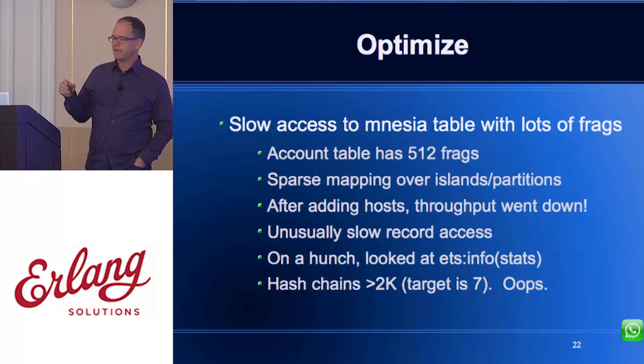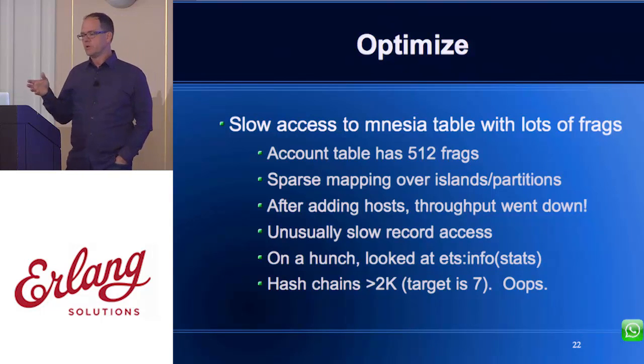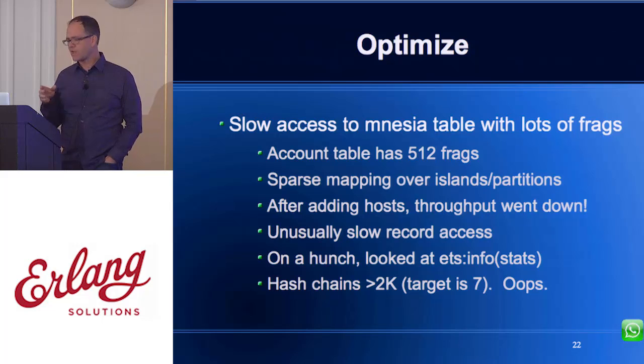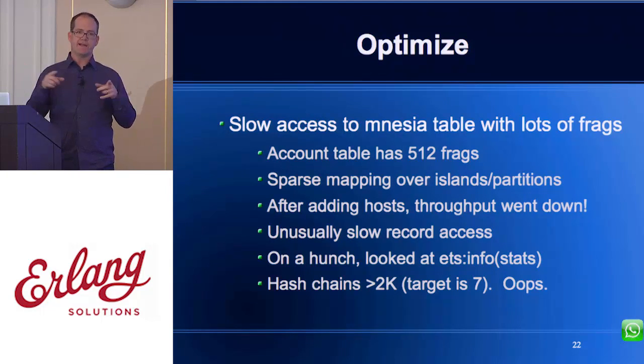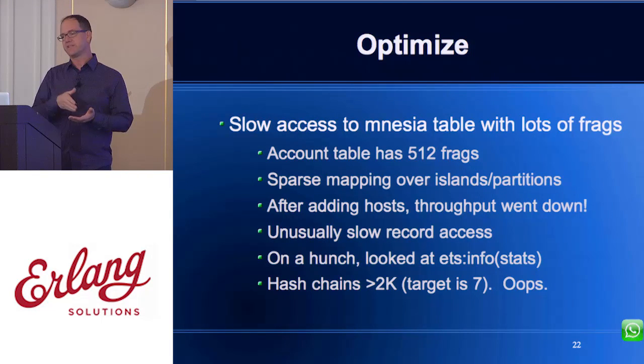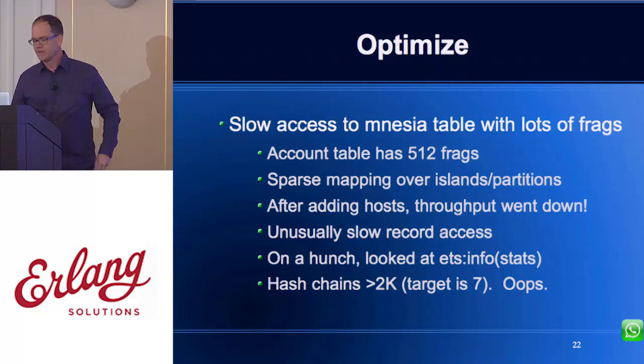And after a little bit of digging, we discovered that the record access at the ETS level was really slow. So I took a look at ets:info stats on a few of the Amnesia ETS fragments, and discovered that the maximum hash chain size was being reported at over 2,000. The target for ETS is like 6 or 7, so this was a problem.